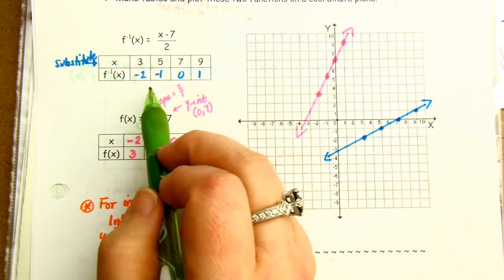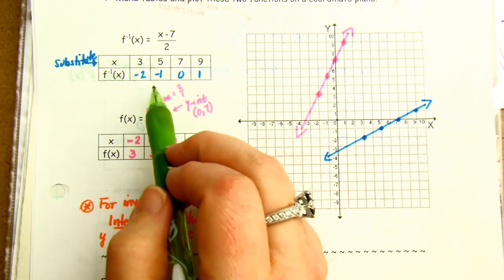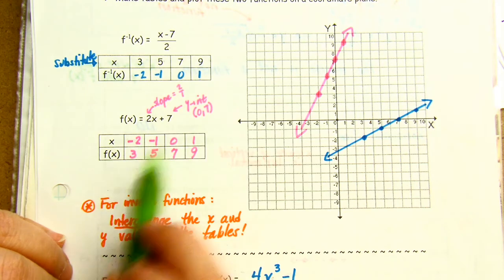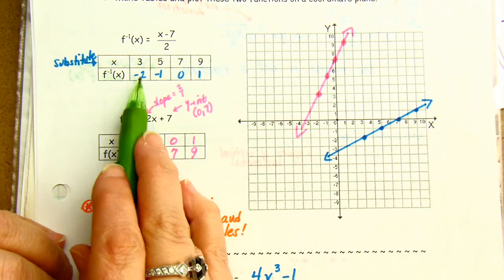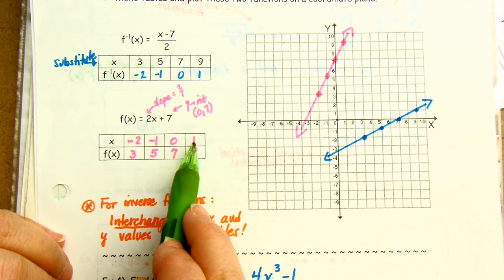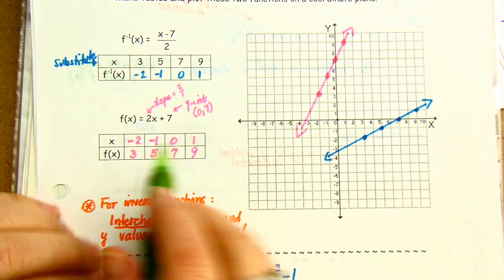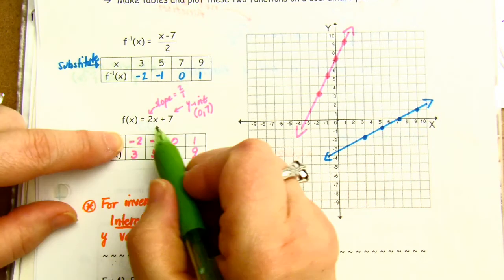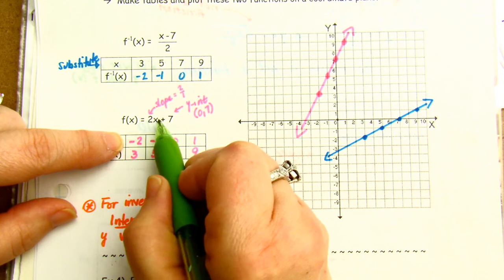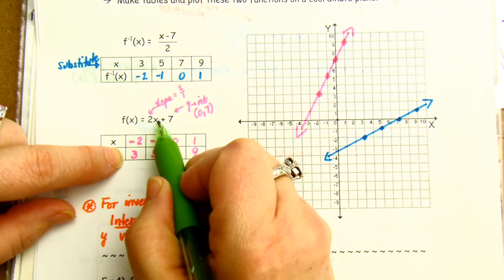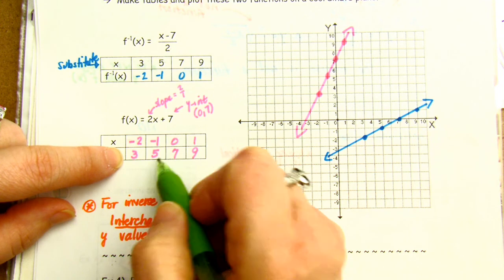Folks, the inverse is all about switching the x and the y. So all you have to do is take this table and flip it. All the y's become x's on the inverse function, and all the x's become y's on the inverse function. And you could test it. Substitute. Look at it. 2 times negative 2 is negative 4 plus 7 is 3. 2 times negative 1 is negative 2 plus 7 is 5. And so on and so on.